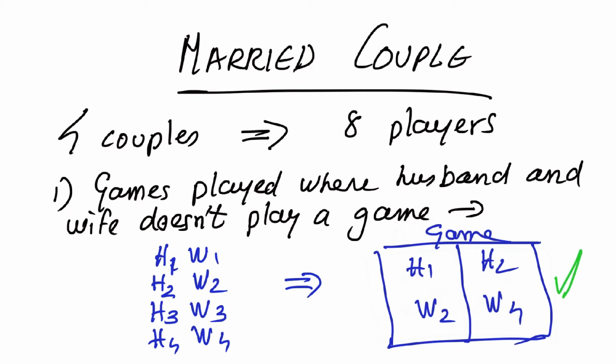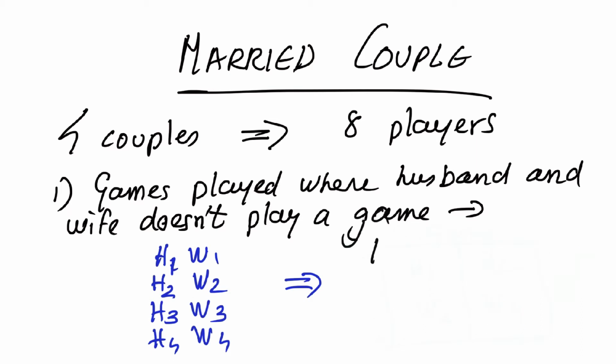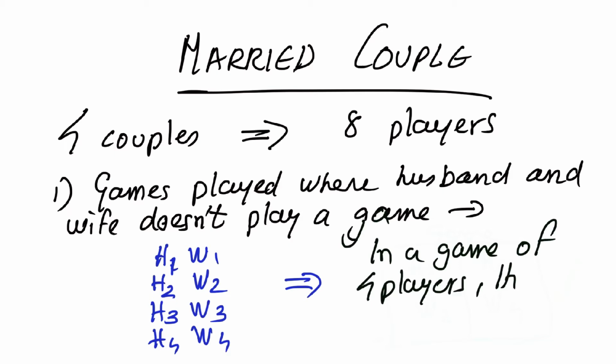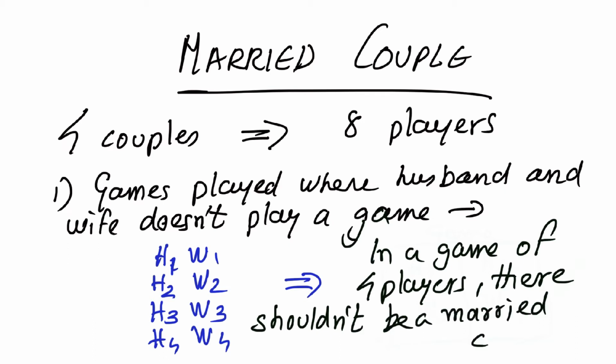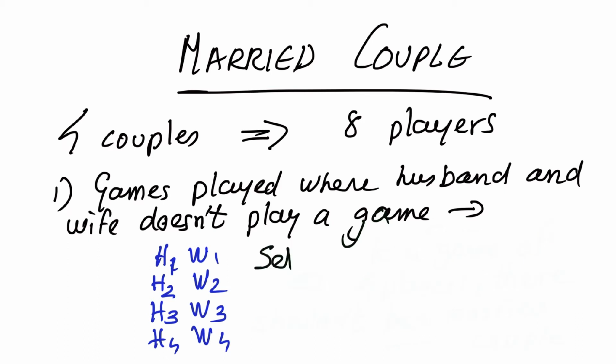So now, in a game of 4 players, there shouldn't be a married couple. That's the meaning of this question. So how can we get the answer?